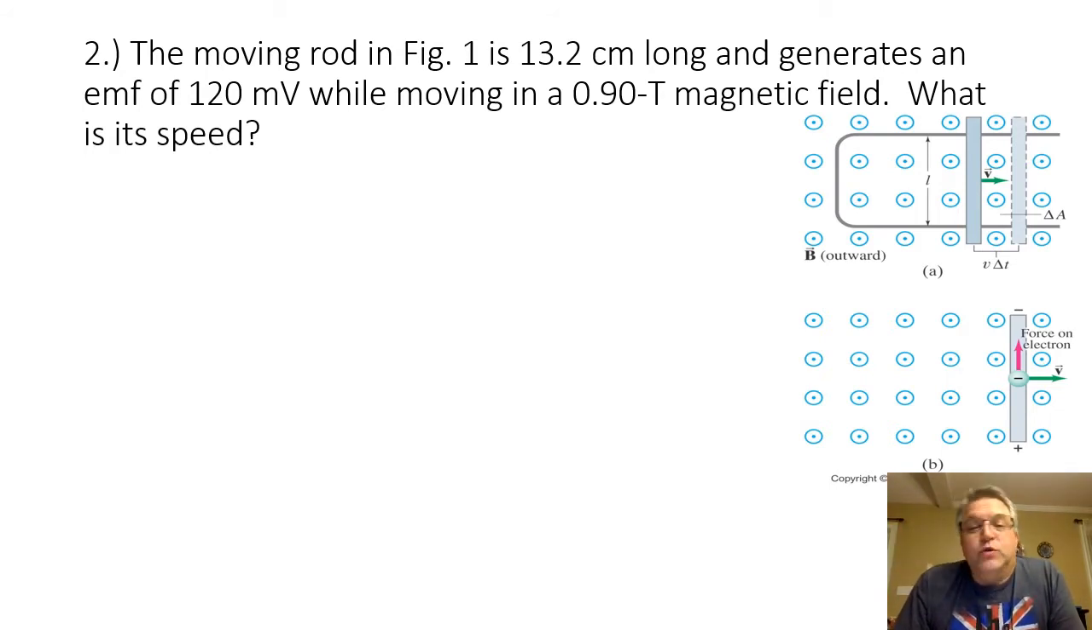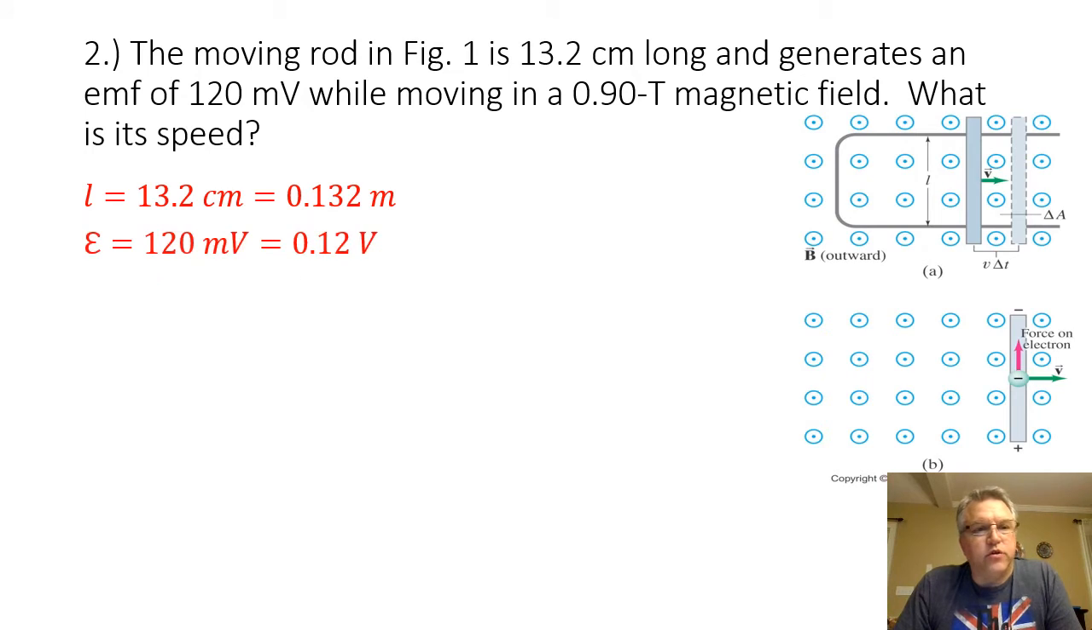Let's get on to the physics. In problem number 2, we have a moving rod that is 13.2 centimeters long and it generates an EMF of 120 millivolts while moving in a 0.90 Tesla magnetic field. What is its speed? So our given values are the length of the rod at 13.2 centimeters, which is equal to 0.132 meters. We are given the induced EMF, which is 120 millivolts.